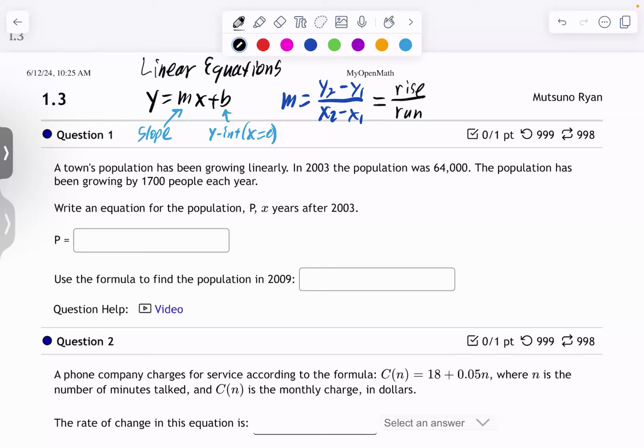A town's population has been growing linearly. In 2003, the population was 64,000. This is my b. This is my y-intercept. This is where we're starting. It's called an initial condition. The population has been growing by 1,700 people per year. Here is my m. So my population is going to be 1,700 times x, where x is the number of years after 2003, plus where we started, that's the 64,000. And that is our actual equation.